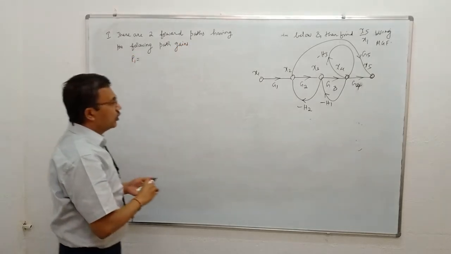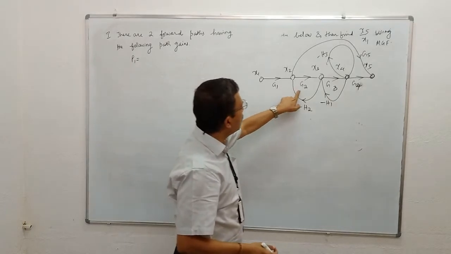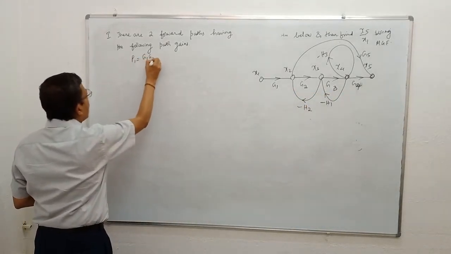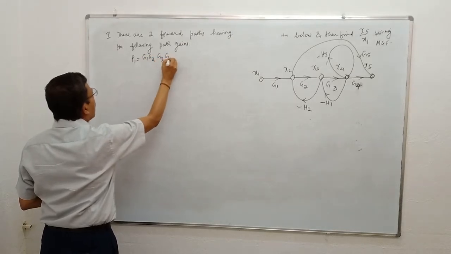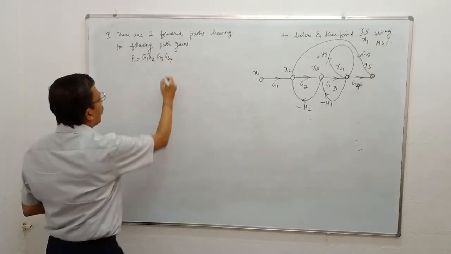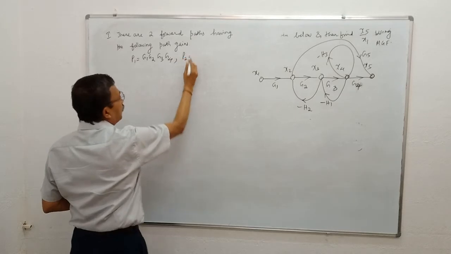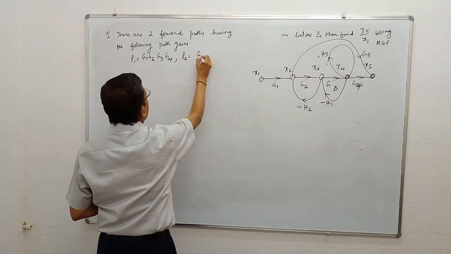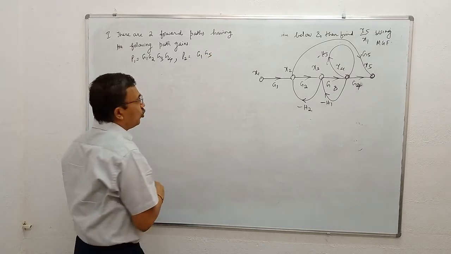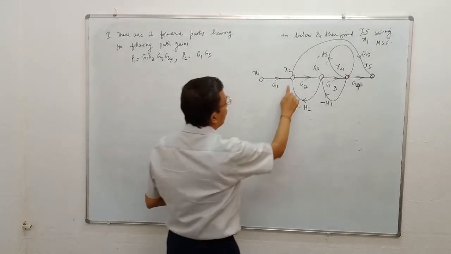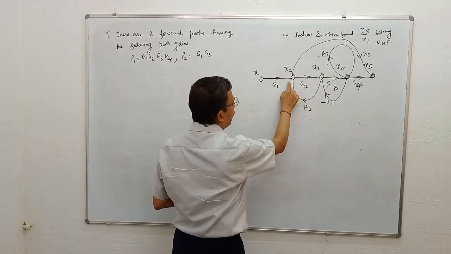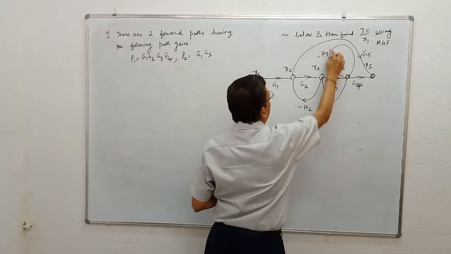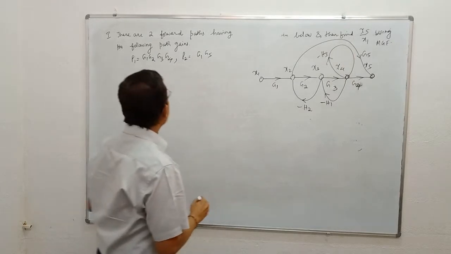P1 is equal to G1, G2, G3, G4. So G1 into G2 into G3 into G4. And what is P2? P2 is equal to G1, G5. So it is G1 into G5. How many loops are there? There are 3 loops. G2 minus H2 is first loop. G3 minus H1 is second loop. Minus H3 is third loop.